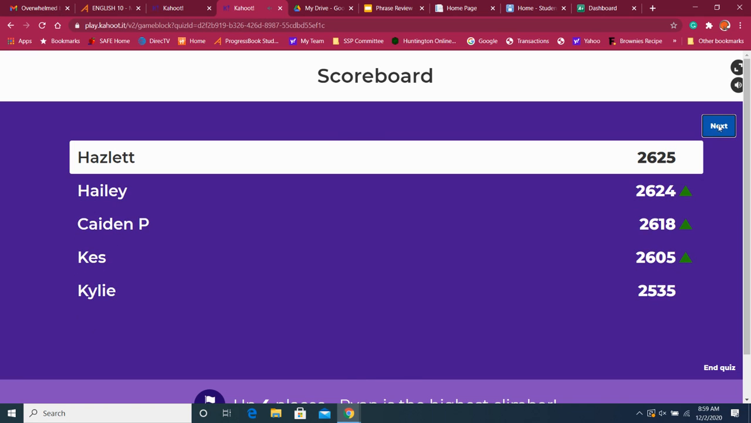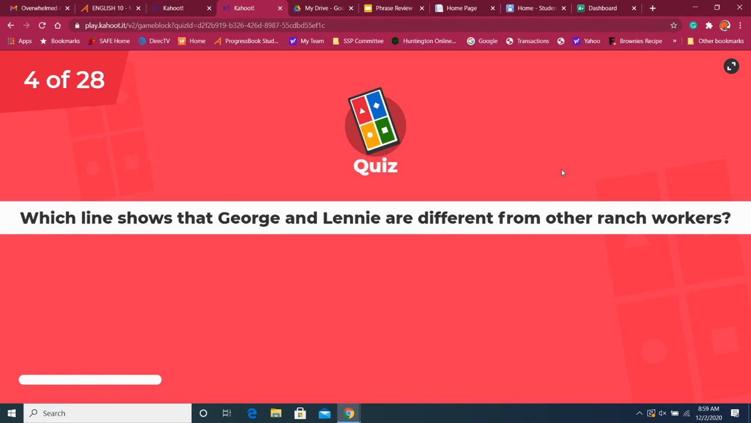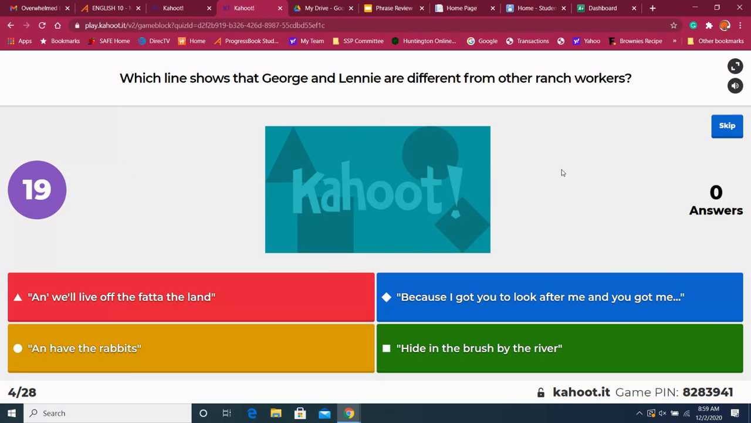All right, Emma in the lead. Haley right there, too. Which line shows that George and Lenny are different from other ranch workers?